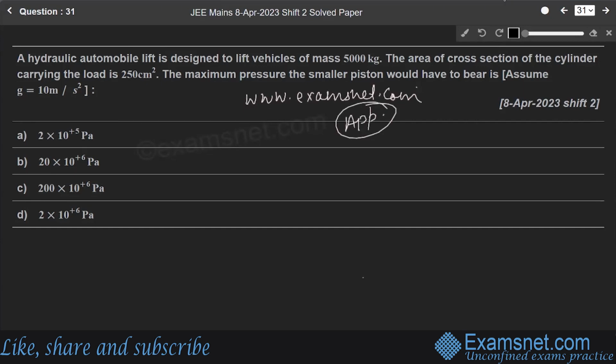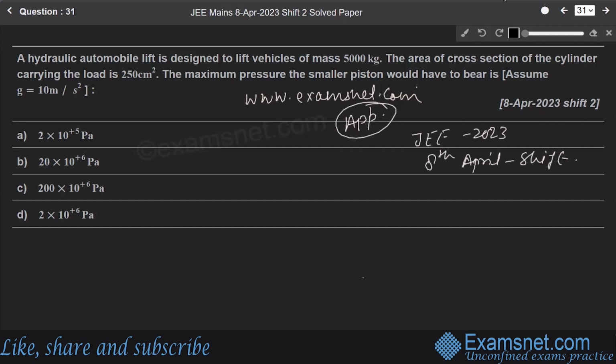So today, students, we will be solving the JEE 2023, 8th April, Shift 2 question paper. In this particular video, I'll be solving the physics part of the question paper.